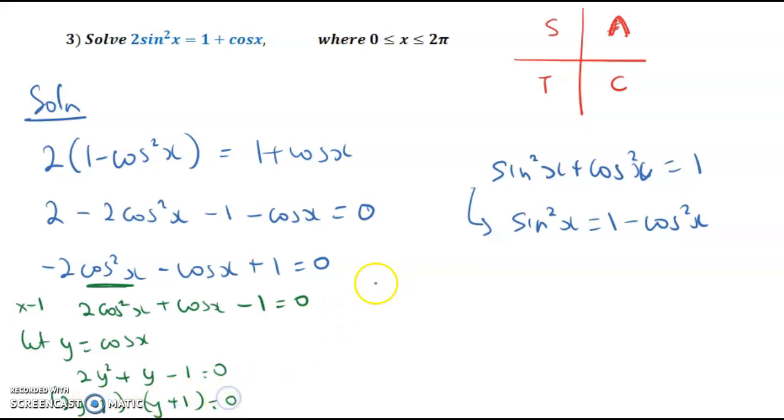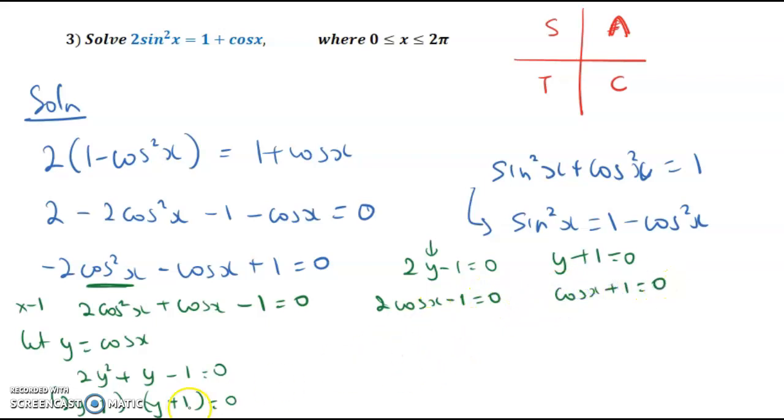Now equal to 0. Now solving, I get 2y minus 1 is equal to 0, and also y plus 1 is equal to 0. So converting that back now to cos x, I'll end up getting 2 cos x minus 1 is 0, and cos x plus 1 is 0. Simplifying again, on this side I'll get cos x is equal to a half, and then x is equal to cos inverse of a half.